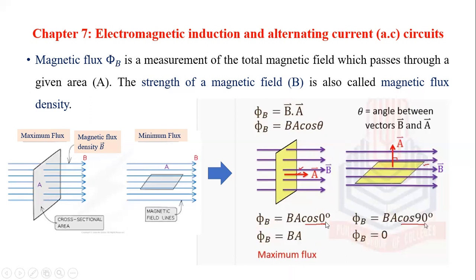Maximum flux we get when the area and the flux make 0 degree; otherwise it is a smaller number. Minimum, zero magnetic flux, we get when the area and the magnetic flux density make 90 degree: the magnetic flux is 0. So this shows the maximum and minimum magnetic flux conditions. Okay, so B represents magnetic flux density, phi represents magnetic flux, A represents area.